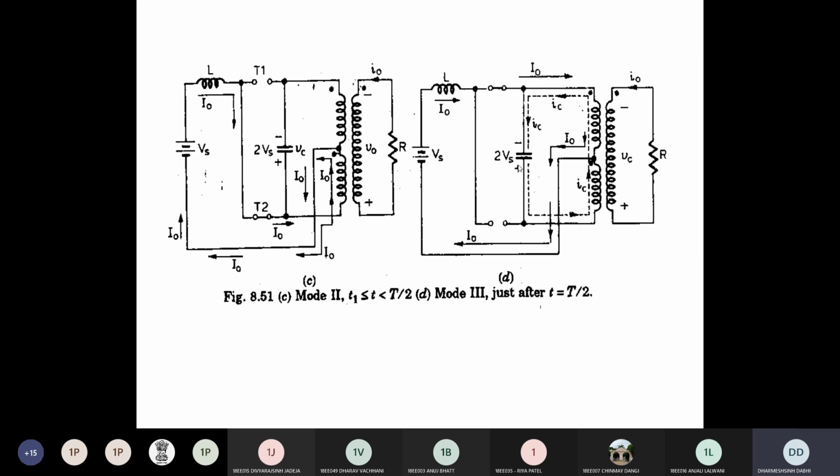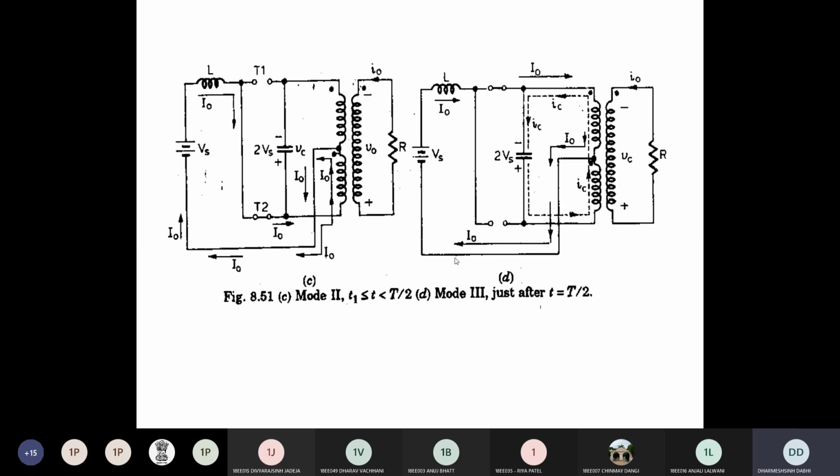So this capacitor is fully charged to minus 2 Vs, and when you turn on T1, this capacitor voltage reversely comes across T2. You can see the positive is connected with the cathode, and the negative, through T1 which is on at T by 2, is connected with the anode of T2. So this reverse voltage of the capacitor comes across T2 and turns it off, so it acts as an open circuit. So in mode number 3, your T2 is turned off by this capacitor. Clear?